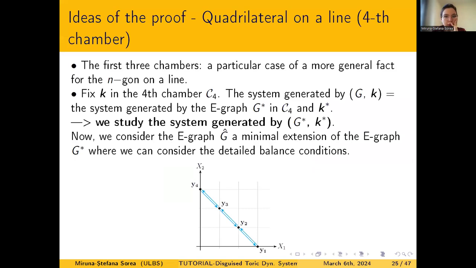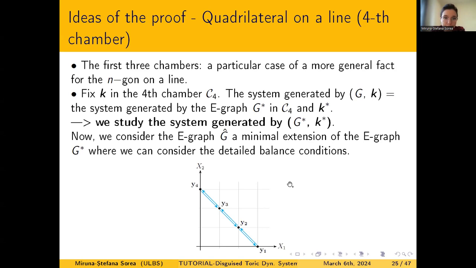Good. That's why we now focus only on the last right bottom corner picture, G star with its K star. Let's just focus on that. Again, we reduce the problem to a simpler graph. As before, this is not enough. We need a bit more, so we simplified the graph, but still it's a bit too simple to get some insight. We need to add some more reactions, and that's what also happened for the triangle on a line.